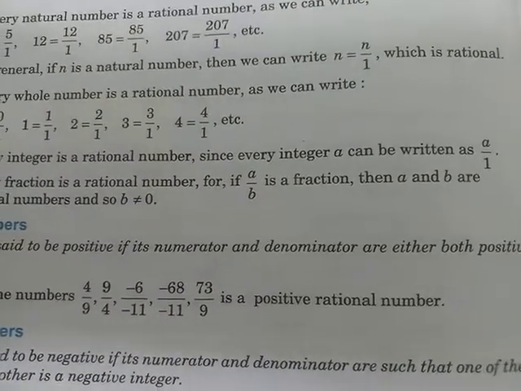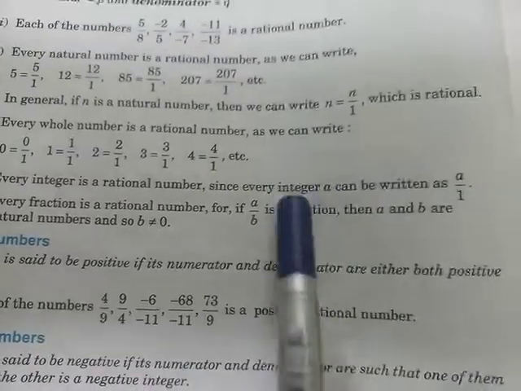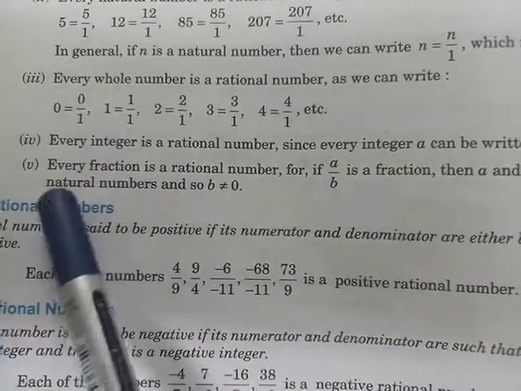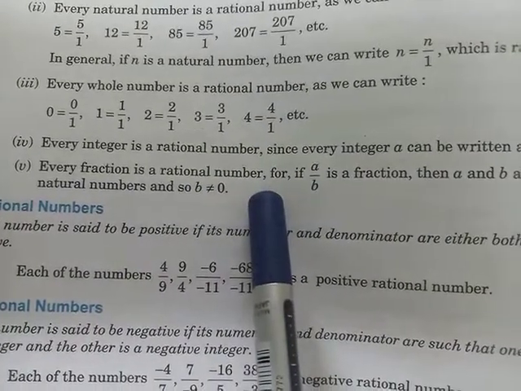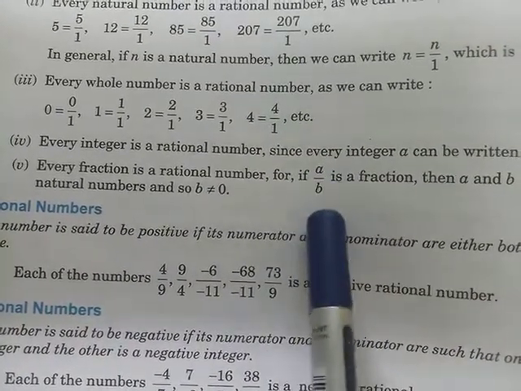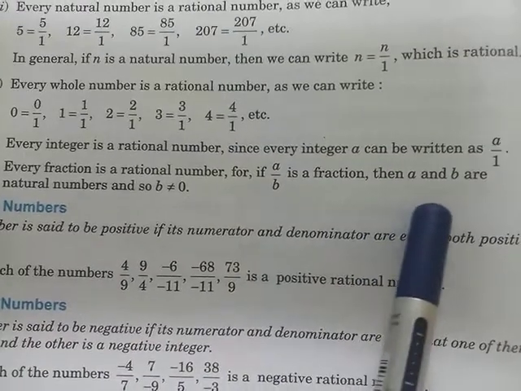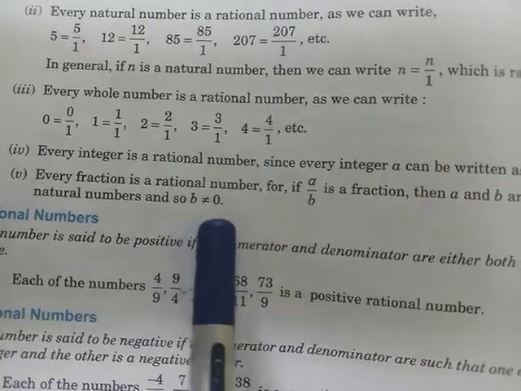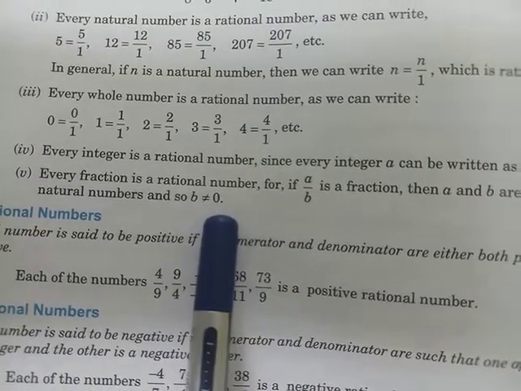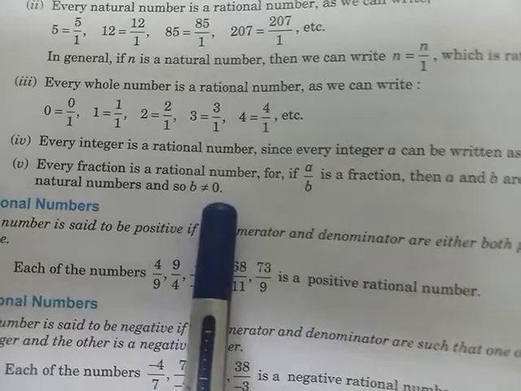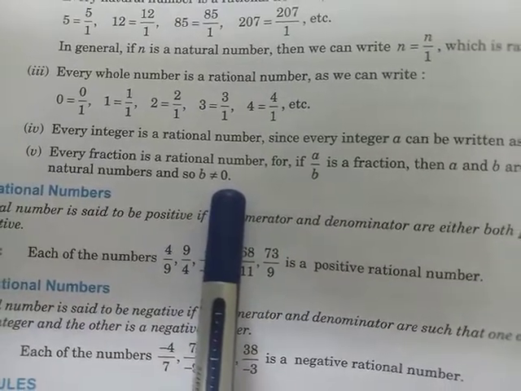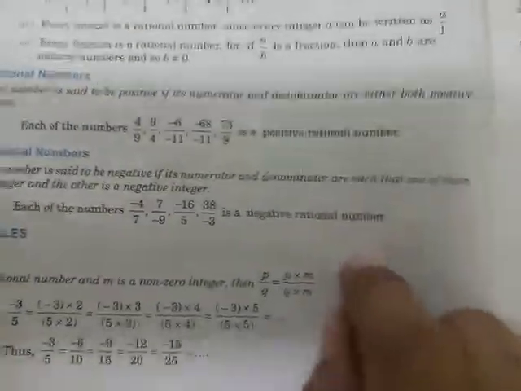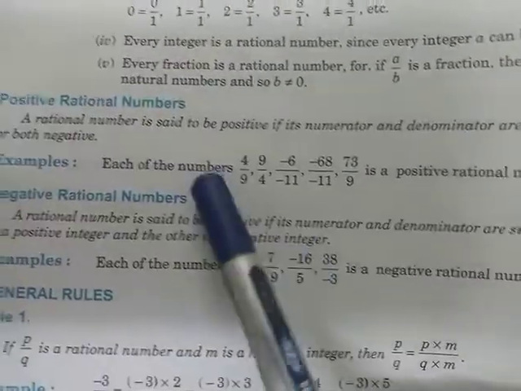Okay children, as you can see here, a by 1 they have written. Every fraction is a rational number, that is a by b is a fraction, and a and b both are natural numbers. Remember that b cannot be 0. What does b represent? The denominator part. In any rational number, the denominator cannot be 0. Make sure of it. Then we come to the next, that is positive rational numbers.